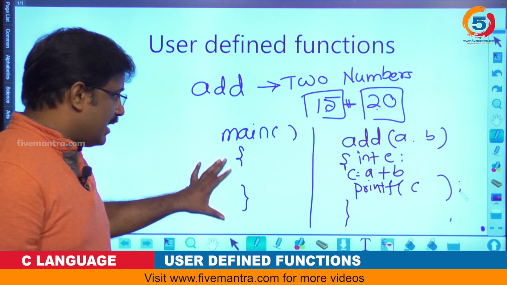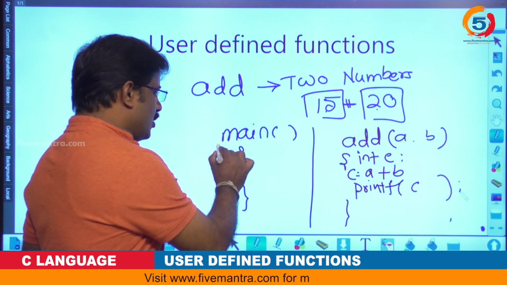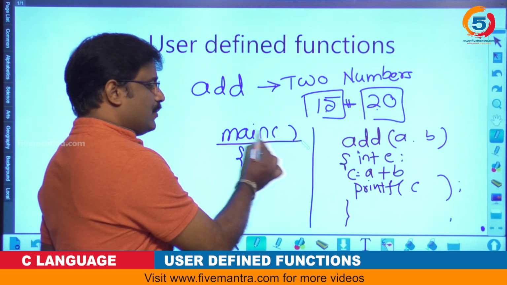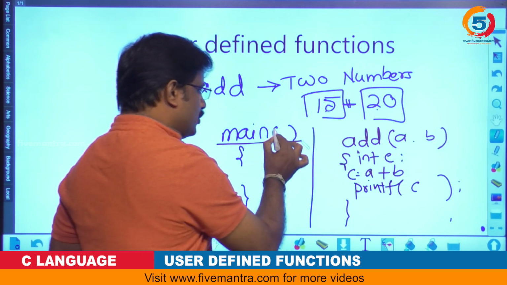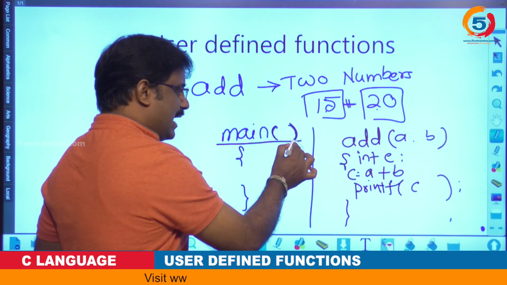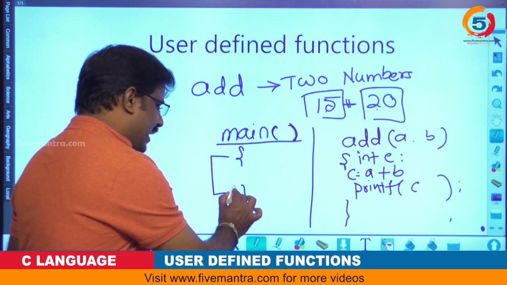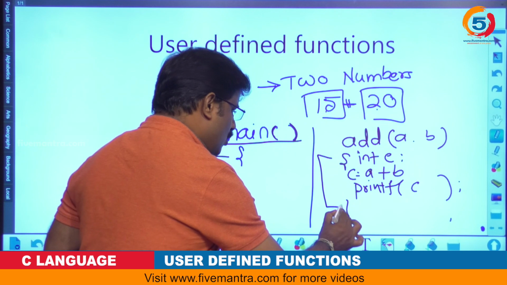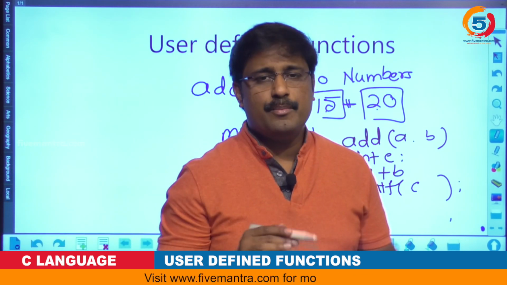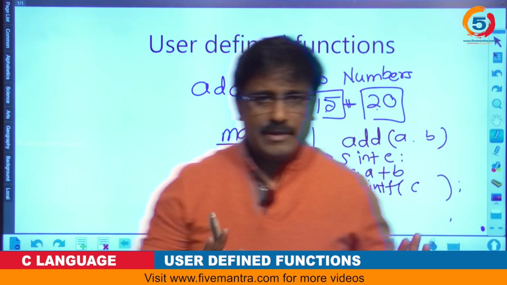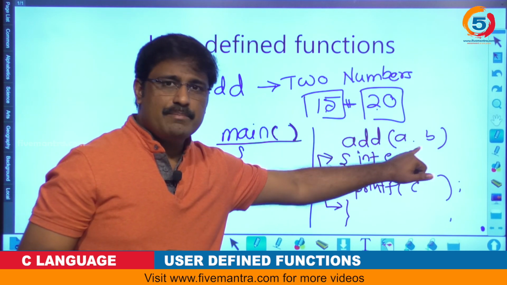If you see the function, there is no difference here. The main function starts with main, then a parenthesis which is closed, and in the same way here also one parenthesis is closed. It does not end with a semicolon, and open and close brackets are required. The same way here also open and close brackets are there. Means you have already implemented the function definition. Now for doing this addition function, two numbers are required.